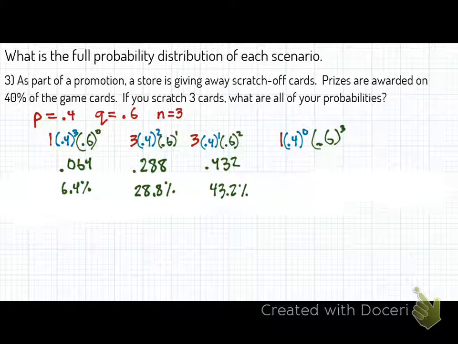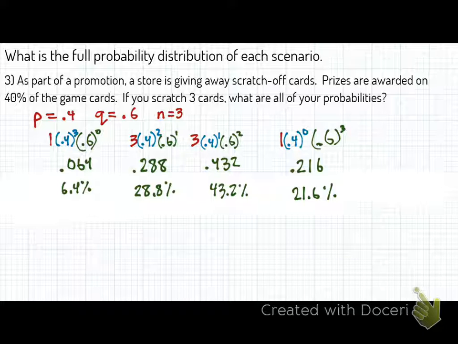And then the last one, what's the probability of me not getting any wins in this game? Yep. 0.216 or 21.6%. Okay?